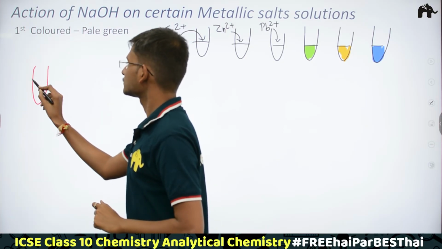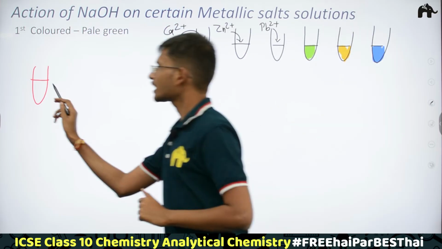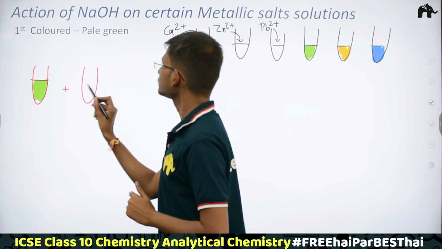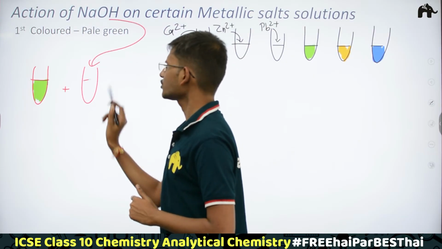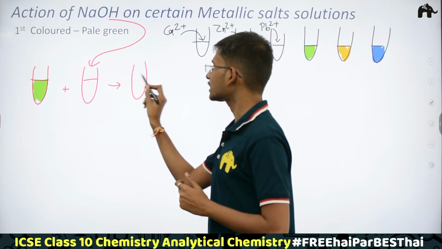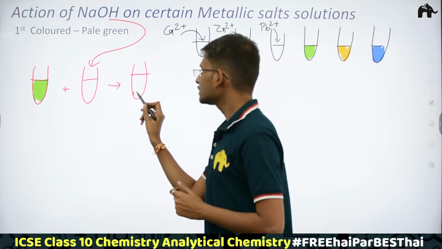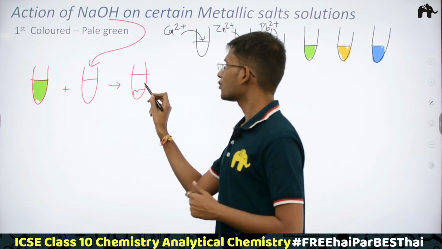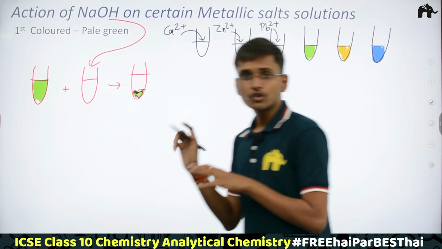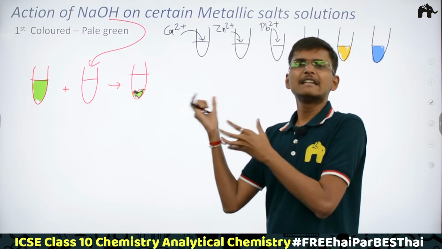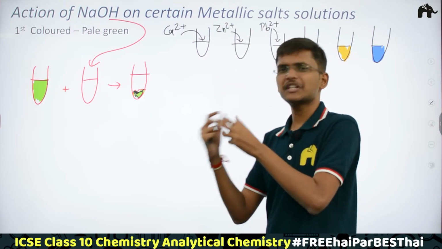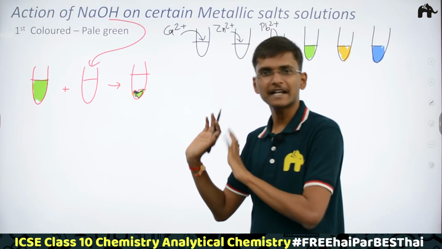Now this solution has this pale green color, and we have NaOH solution. What are we going to do? Add it drop by drop. What am I going to get? I am going to get a colorless solution, but here I am going to get a PPT as well. Now this PPT is of dirty green color. Dirty green color means it is green, but you can see some blackish shade in it. That's why I have shown this blackish shade.